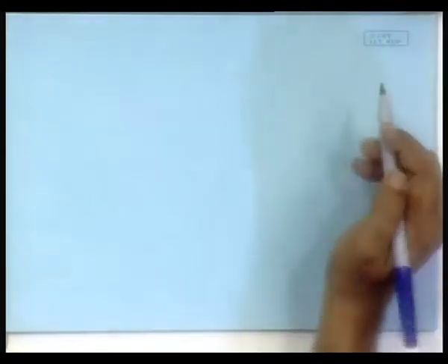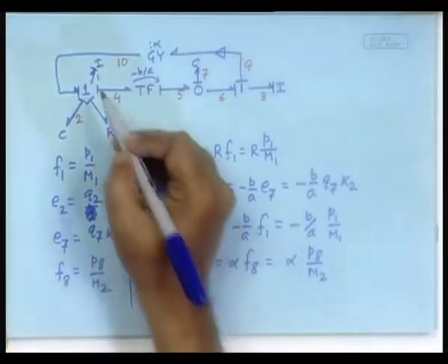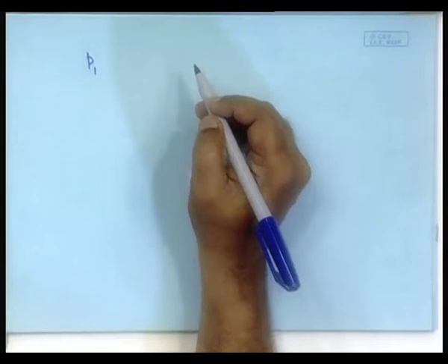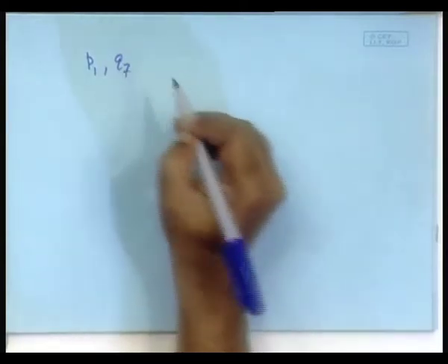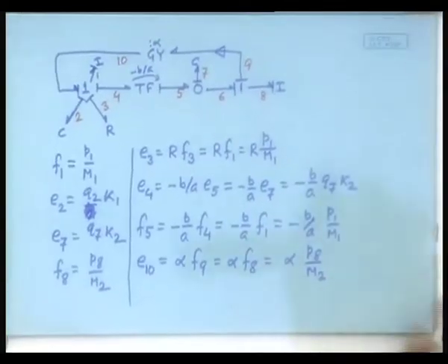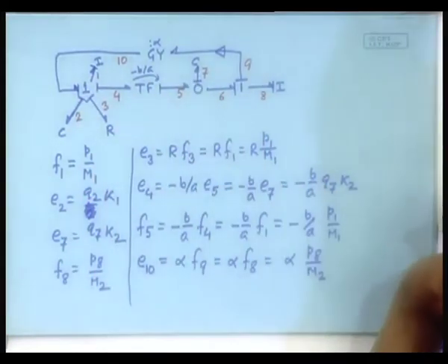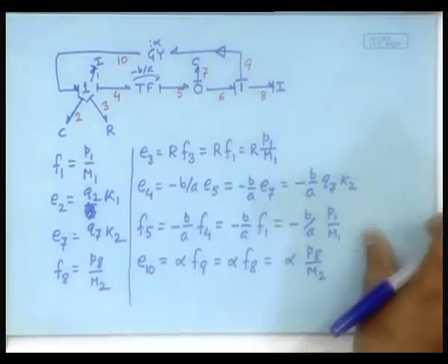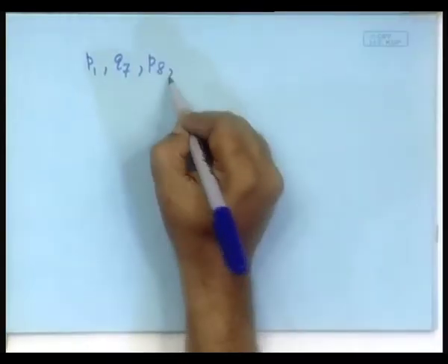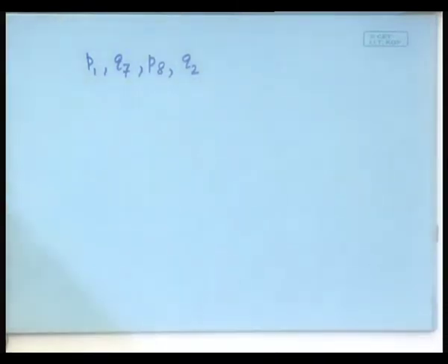Then comes the next question, what do the integrally causal storage elements receive from the system? So, that is, what are the state variables? P1, Q7 and P8, right. So, these are the storage elements, this and this. Yeah, Q2, sorry, Q2. There are 4 storage elements. So, let us ask this question to each one.